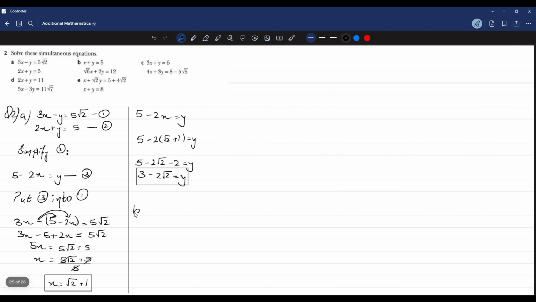Okay, for part B, we have x plus y is equals to 5, and we have under root 6x plus 2y is equals to 12. We'll term this as equation 1 and this as equation 2. We're going to simplify equation 1 because it's already simple. So to simplify 1, we have got y is equals to 5 minus x.